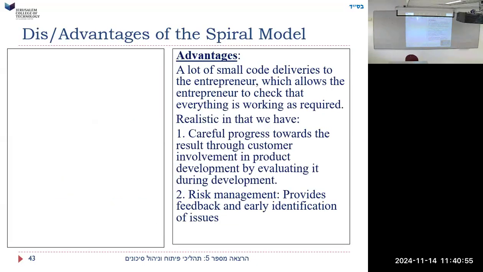Advantages: a lot of small code deliveries to the entrepreneur, which allows the entrepreneur to check that everything is working as required. In other words, at each stage, the person who ordered this code can check if he likes it. Careful progress towards the result through customer involvement in product development. The customer is involved all the time. Risk management, we also have this risk management idea. We have early identification of problems.